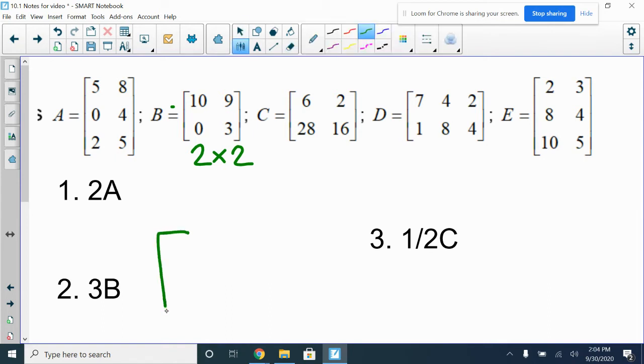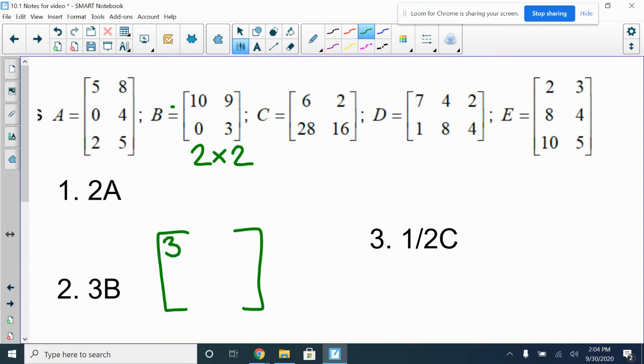So I'm going to take that 3 and I'm going to multiply it by everything in matrix B. I'm going to write it out so you can see the steps when you are doing it. As soon as you recognize that it is 3 times each individual piece, you do not have to write out this multiplication matrix like I am doing.